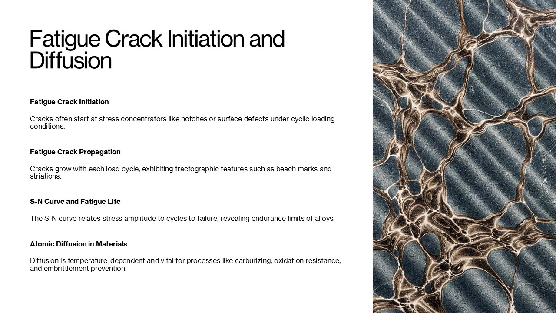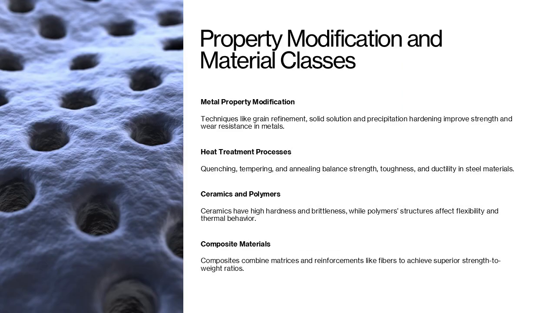Diffusion, the movement of atoms within solids, is governed by Fick's laws and is highly temperature dependent, following Arrhenius behavior. Diffusion processes are critical in applications like carburizing for surface hardening, hydrogen embrittlement prevention, and oxidation resistance. Both fatigue and diffusion influence material selection, design, and maintenance strategies, making their understanding essential for ensuring component reliability and longevity. Property modification techniques allow engineers to tailor material performance for specific applications.